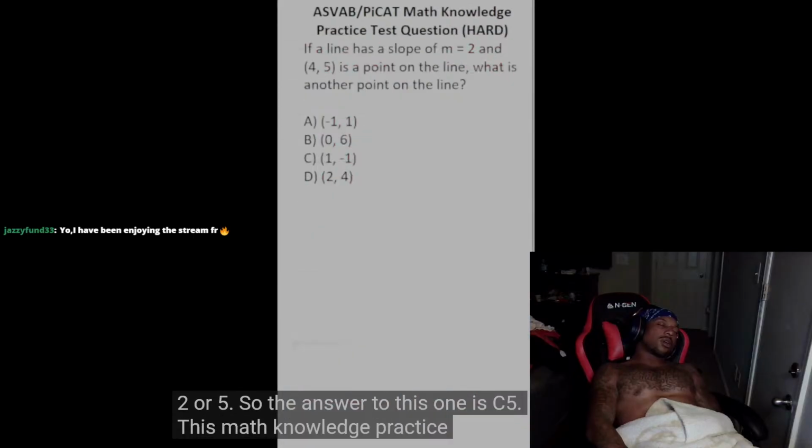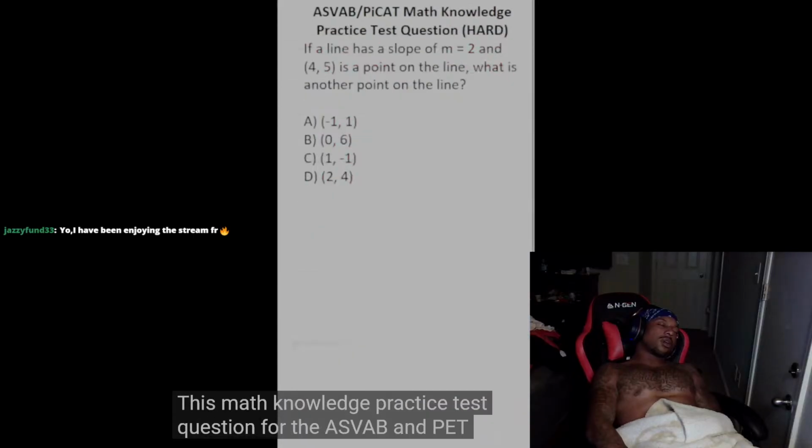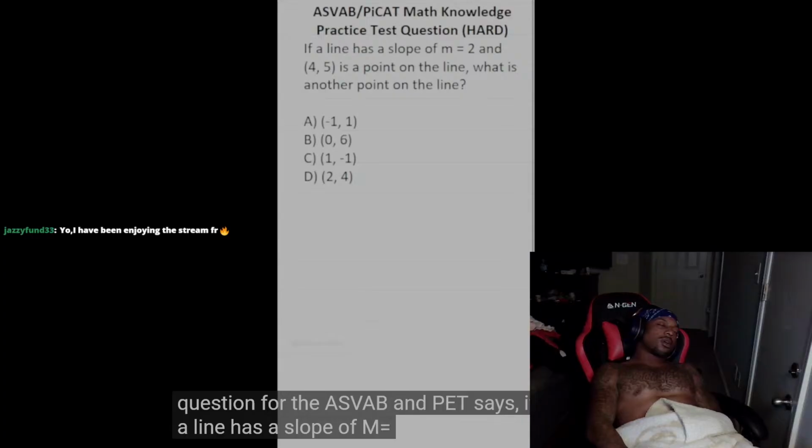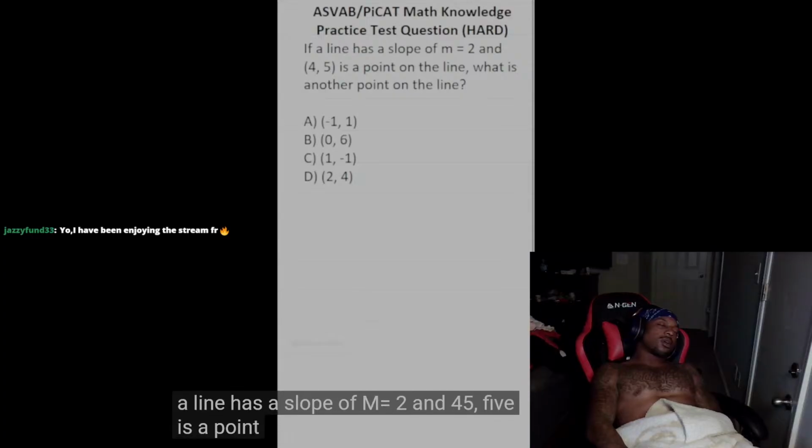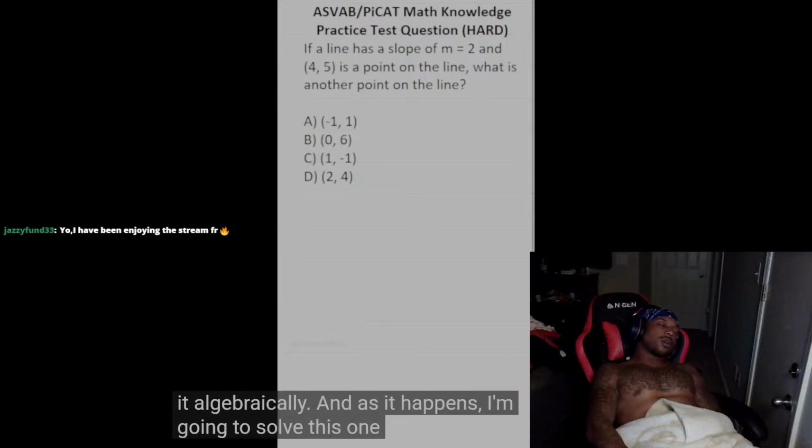This math knowledge practice test question for the ASVAB and PiCAT says if a line has a slope of m equals 2 and (4, 5) is a point on the line, what is another point on the line? So you could actually solve this one of two ways. You can solve it by graphing, or you can solve it algebraically. And as it happens, I'm going to solve this one algebraically.